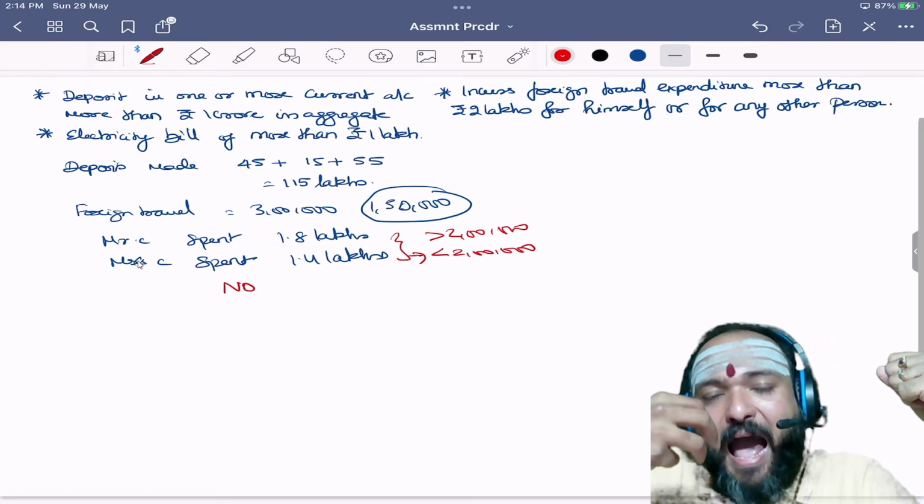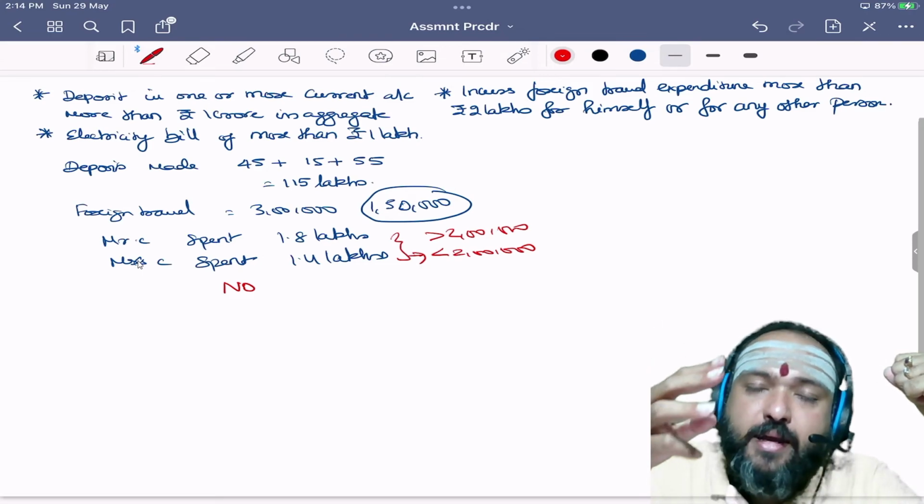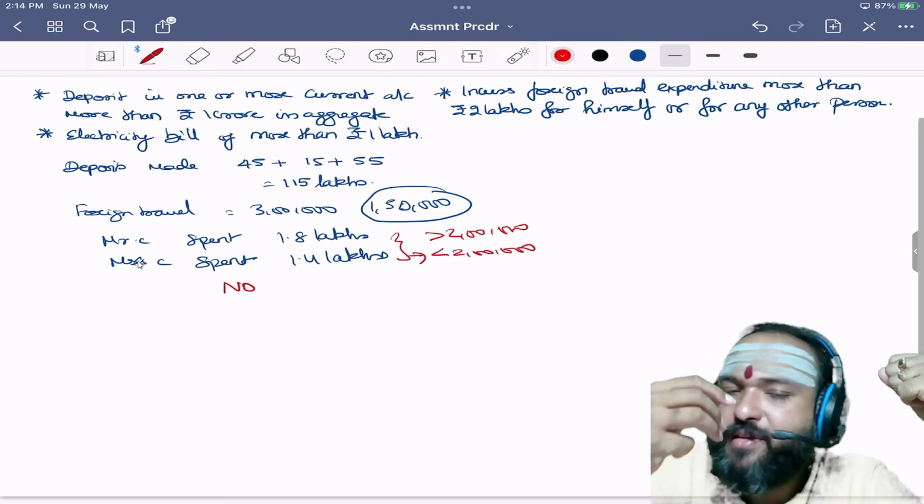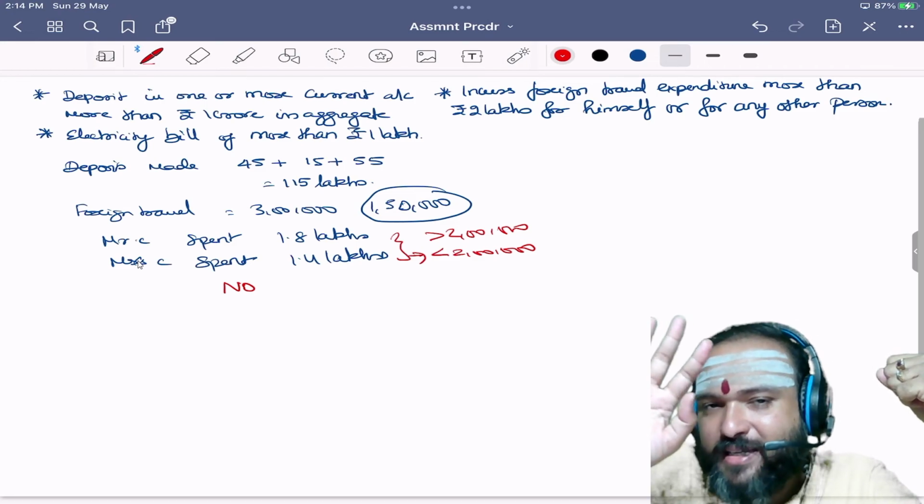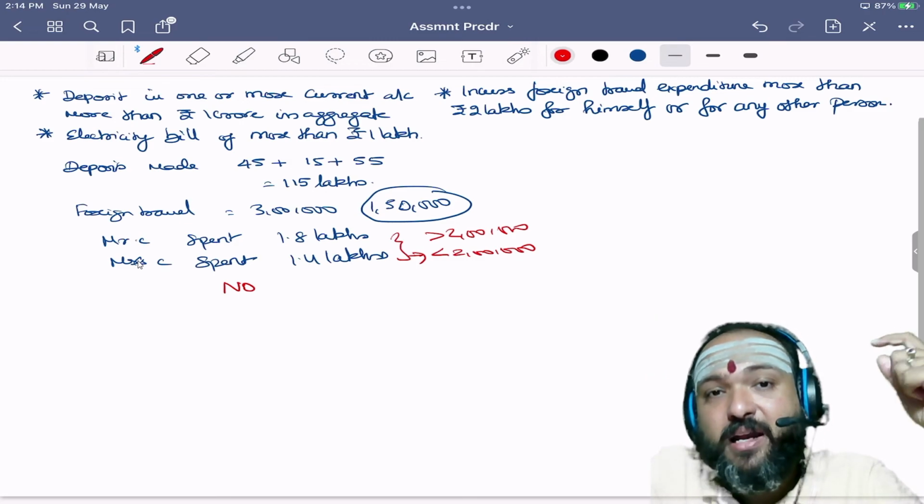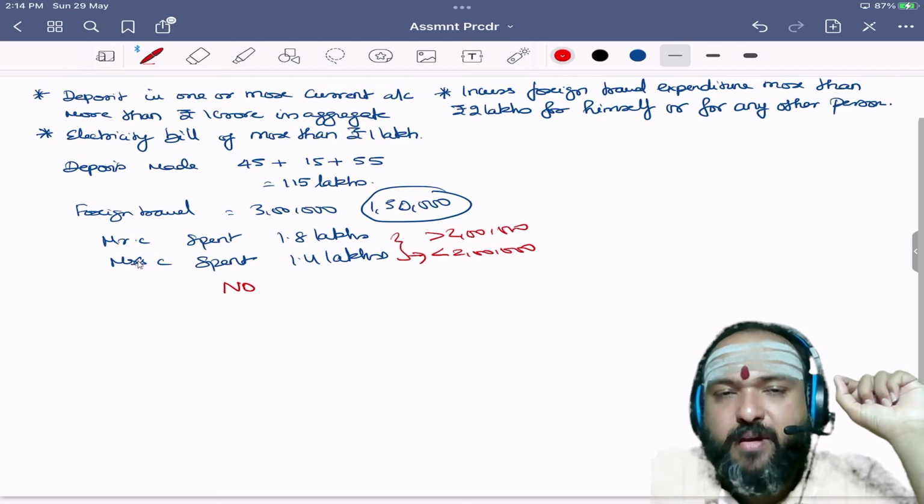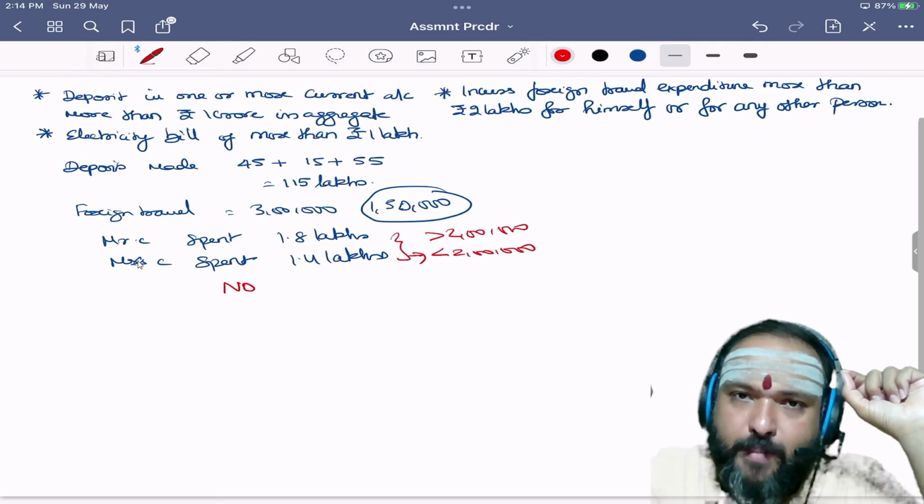Who have basic threshold not met for their total income, however, have had foreign travel for an amount exceeding rupees 2 lakhs. That is, their gross total income is lower than the basic exemption limit, but they've had a travel expenditure of more than rupees 2 lakhs. Then they shall be bound to file the return of income mandatorily.